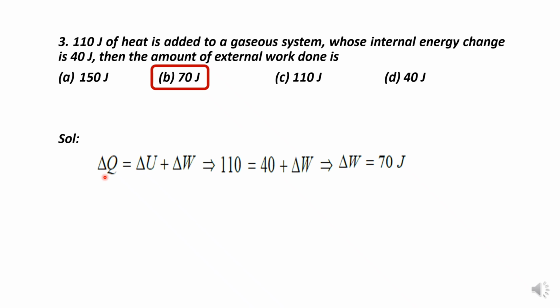So this is the change in heat. So this is the heat which is added to the system. Due to this heat, the system's internal energy has increased, and as well as work has been done. So now we will put the data here and we will get 70 joule energy.